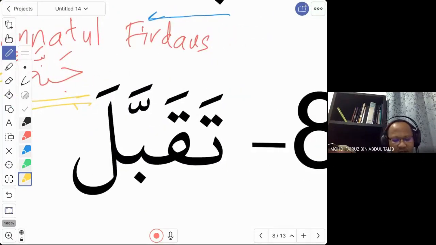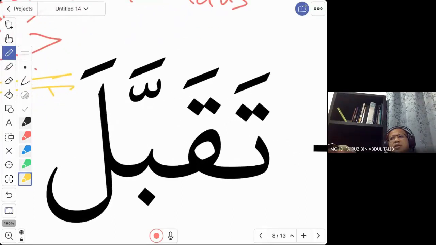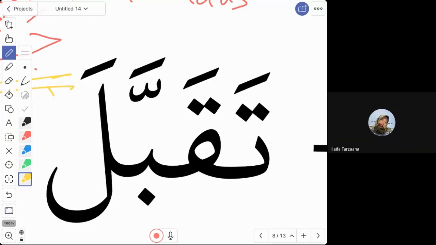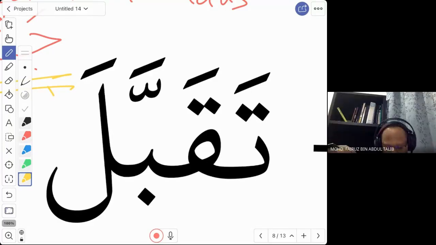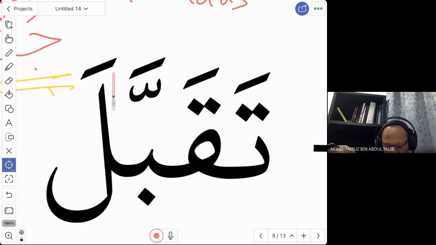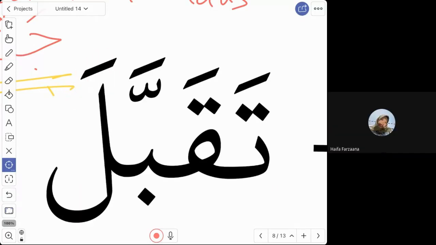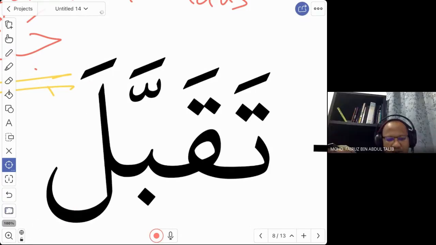The last word, number 8. Taqabbal. Okay, good. But that is if you skip the last letter, right? Yes, correct. But what if you read the whole vowels? Taqabbala. Yes, correct. All right. So you have two options: either to read the entire vowels, taqabbala, or you can just say taqabbal.